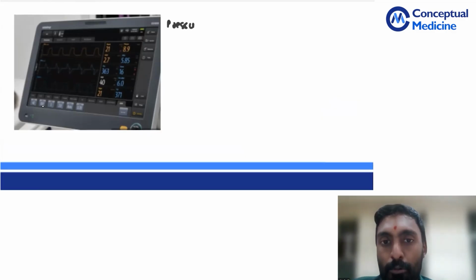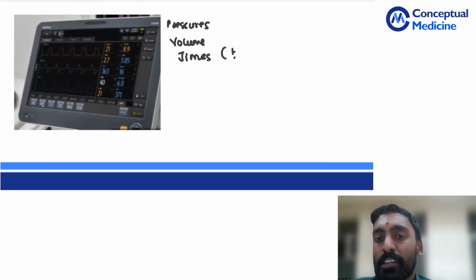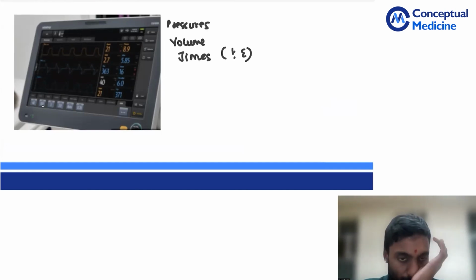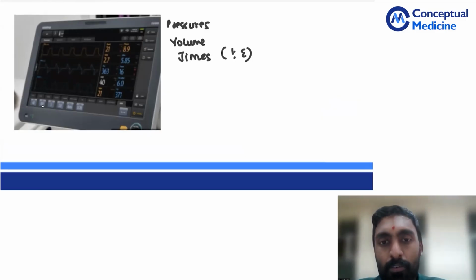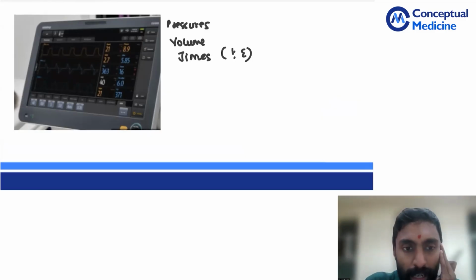You can adjust the pressures. You can adjust the volumes. You can adjust the times. So you can use your IE ratio here for adjusting the time. So these are the only three parameters that we can play around with in any ventilator.